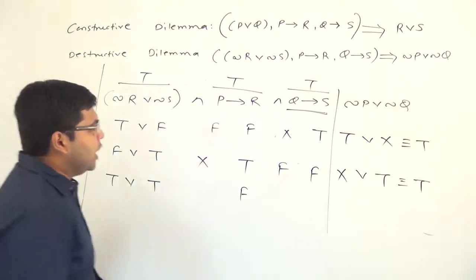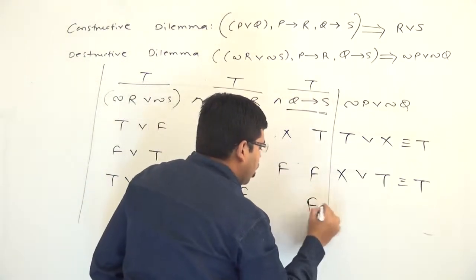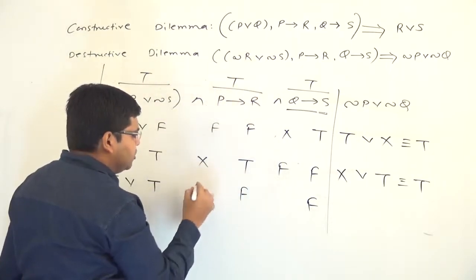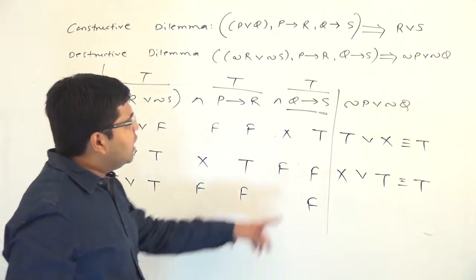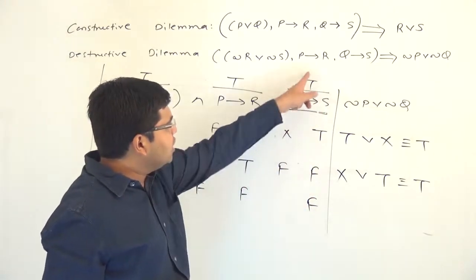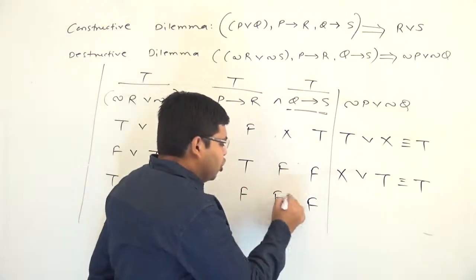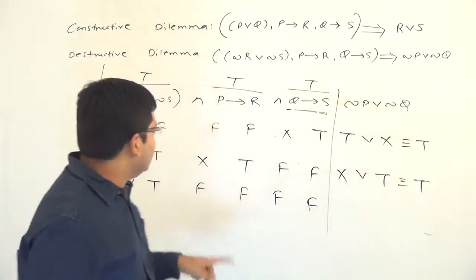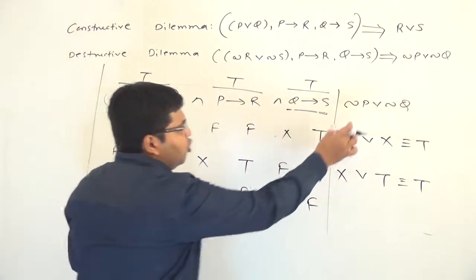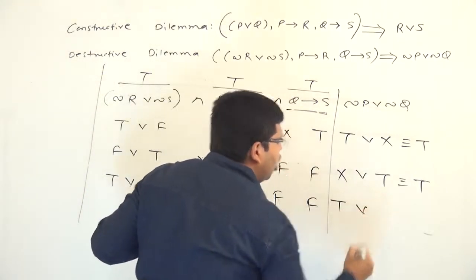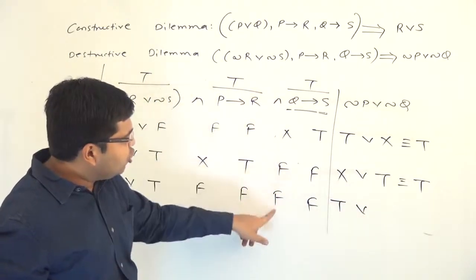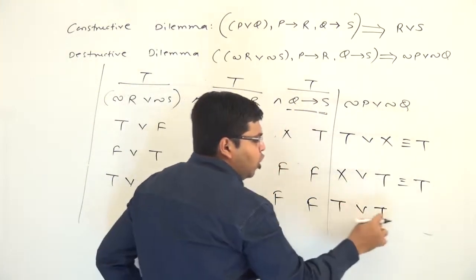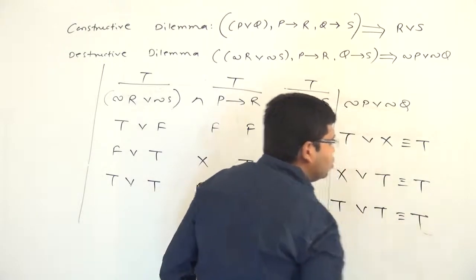Similarly, in the third case, negation R is true, therefore R must be false. Negation S is true, that means S must be false. Now R is false, implication is true, that means P must be false. Here S is false, implication is true, that means Q must be false. And now let us evaluate the right hand side. Negation P, P is false, therefore negation P will be true, or Q is false, and therefore negation Q will be true, and that is why true or true will be equivalent to true.